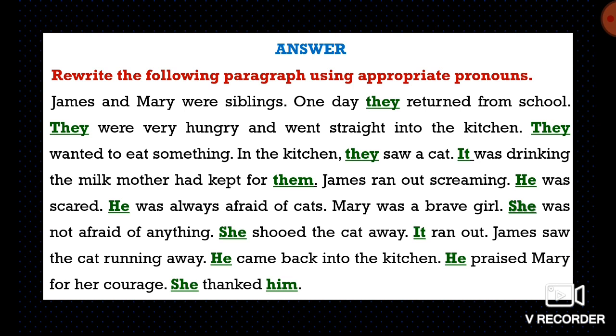He was always afraid of cats. Mary was a brave girl. She was not afraid of anything. She shooed the cat away. It ran out. James saw the cat running away. He came back into the kitchen. He praised Mary for her courage. She thanked him.